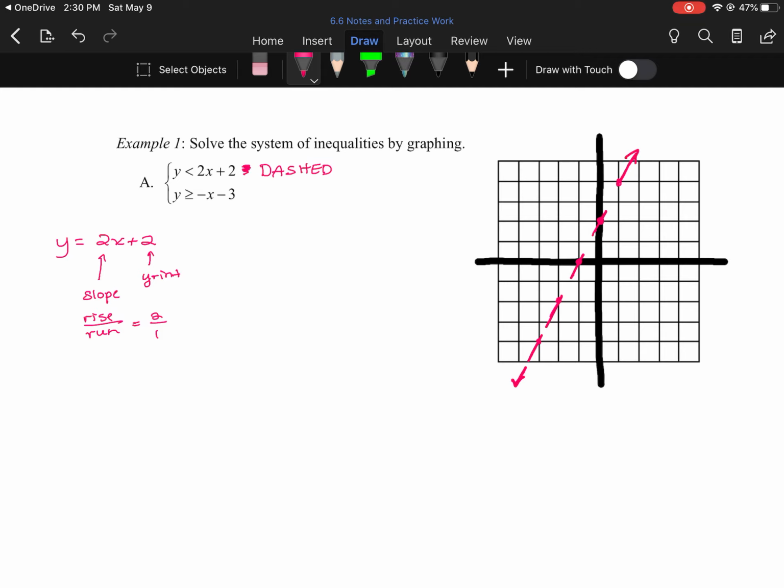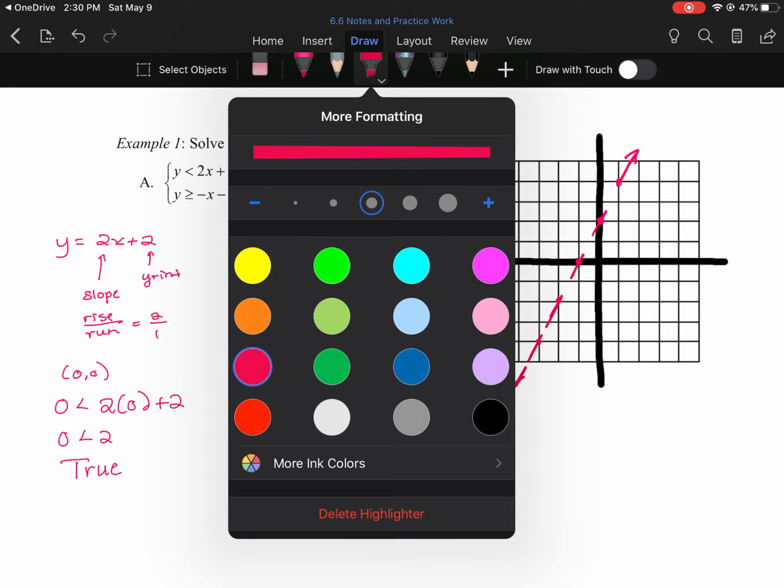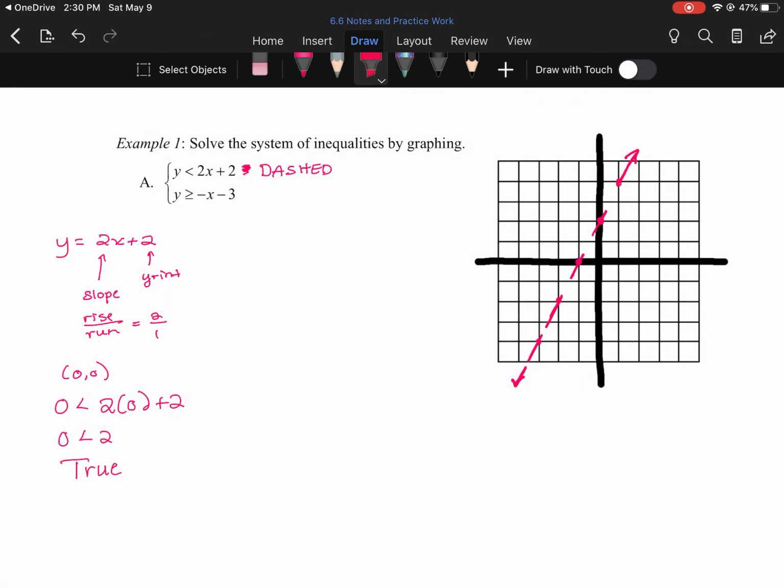Since it is an inequality, we need to shade one side or the other. So I'm going to pick my test point of 0, 0 and substitute that in. So y, or in this case, 0 is less than 2 times 0 plus 2. So 0 is less than 2. That is true. So I'm going to shade the side that contains 0, 0. In this case, it is this side. So I'm just going to shade this whole side here.